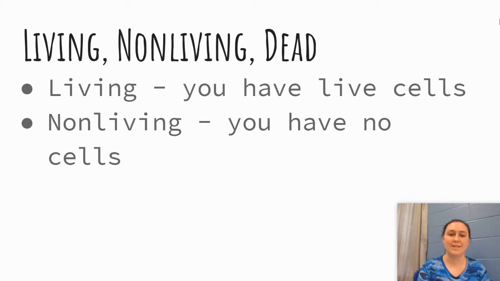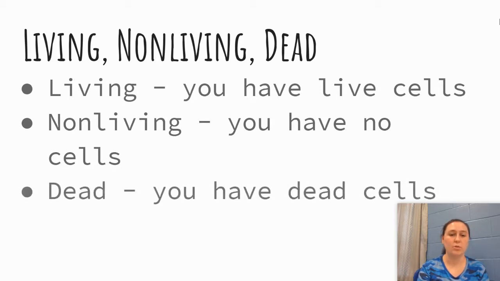Now, if you have cells and they don't work anymore, you are dead. So dead means you have dead cells. So you had cells at one point, you still have cells, and at one point they worked, but now they don't. The cells are dead. Then that is a dead organism. That is so important. Okay? Anything that has cells is either living or dead. It's not non-living. Non-living is not alive. It was never alive. You don't have cells. That's how we are going to classify things this year.